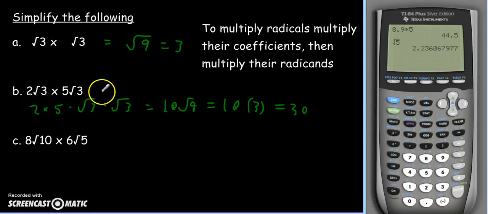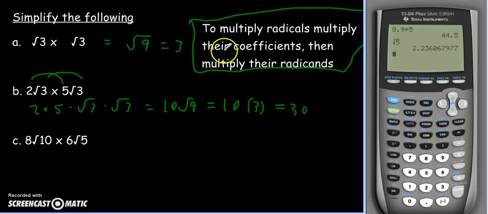Alright, this is the commutative property of multiplication. We can reorder terms that are being multiplied as long as their signs stay the same. These were all positive, so these are still positive. Same thing here. But based on what you might have noticed, we just multiply the coefficients. So 2 times 5 gave us the 10. The 3 times 3 gave us the 9. That's why this is written here as a rule, but it's based on what we've already noticed.